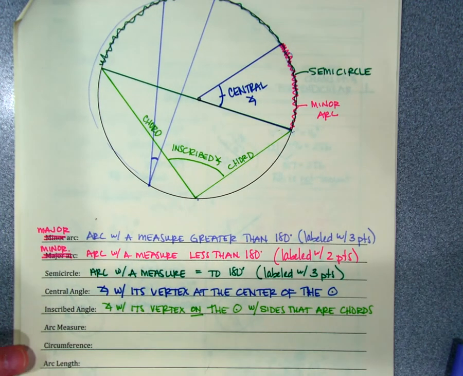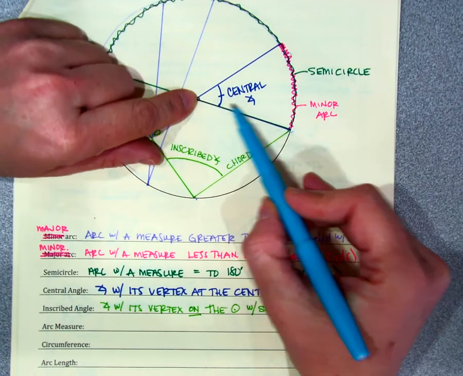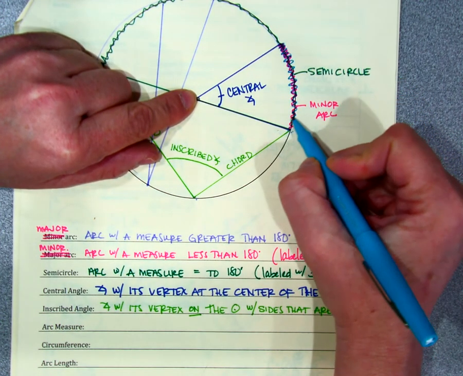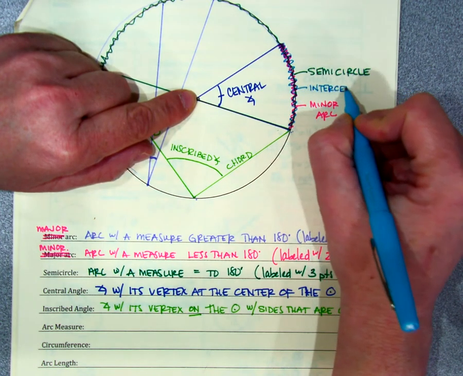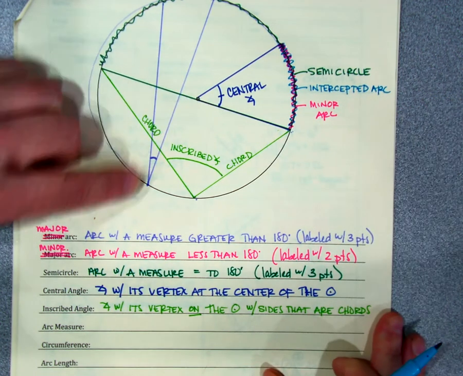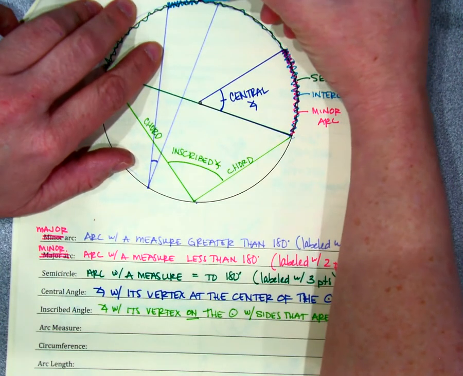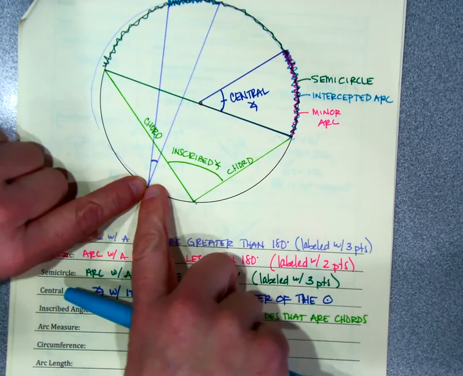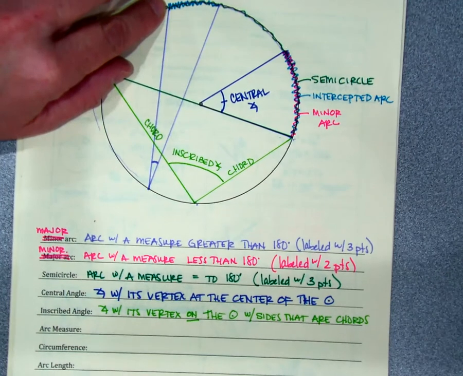Okay, so one thing I don't have on here, I just noticed, is if this is the angle, then this is also called the intercepted arc. So if I were looking at this angle, then this would be the intercepted arc for this angle. Knowing that it's the sides and the space on the circle in between the two sides.